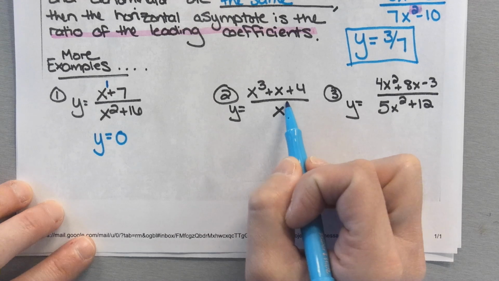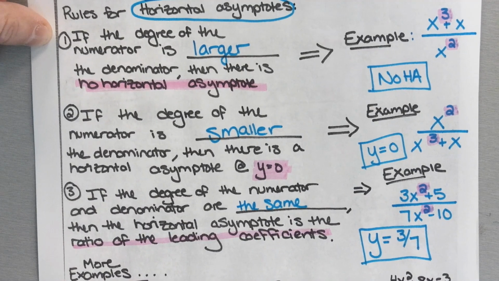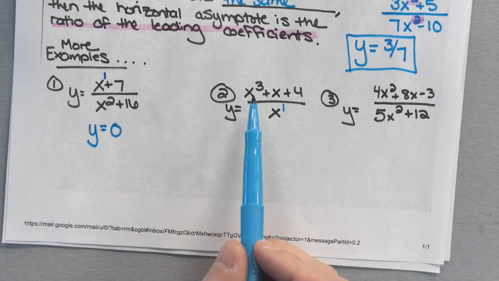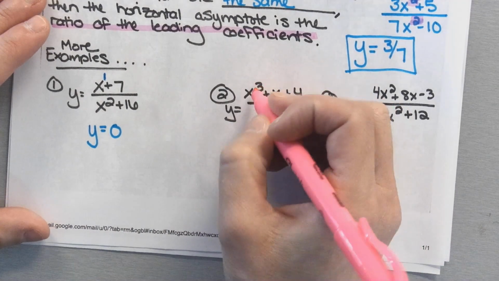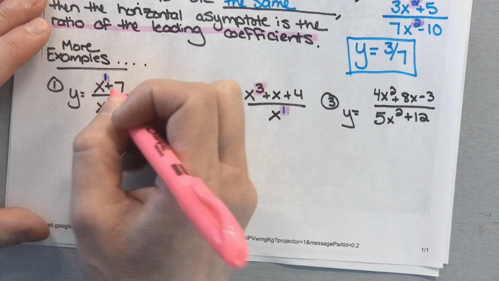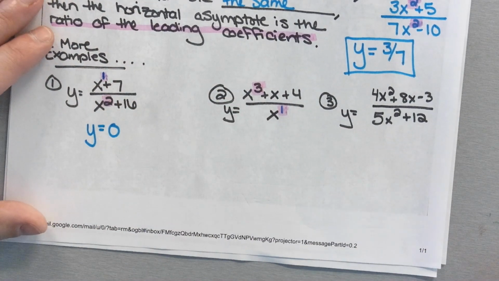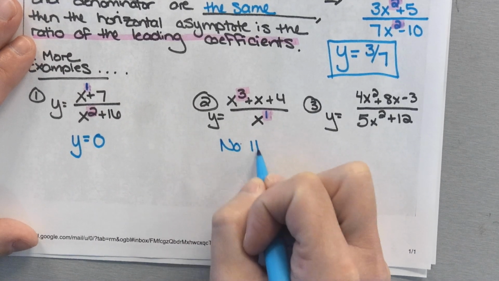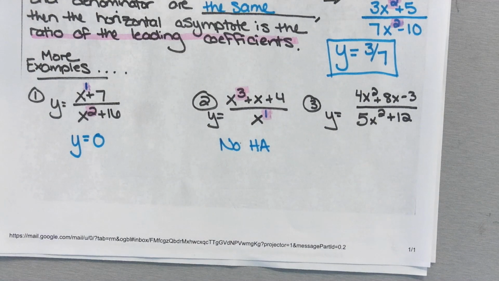We have 3 over 1. So I'm just going to start at number 1. I kind of think of it like I go down the list every time. Is the numerator bigger? Yeah. So we have 3 and we have 1. The numerator is bigger. So what does that mean? If the numerator is bigger, just none. So I'm going to write no HA, no horizontal asymptote.